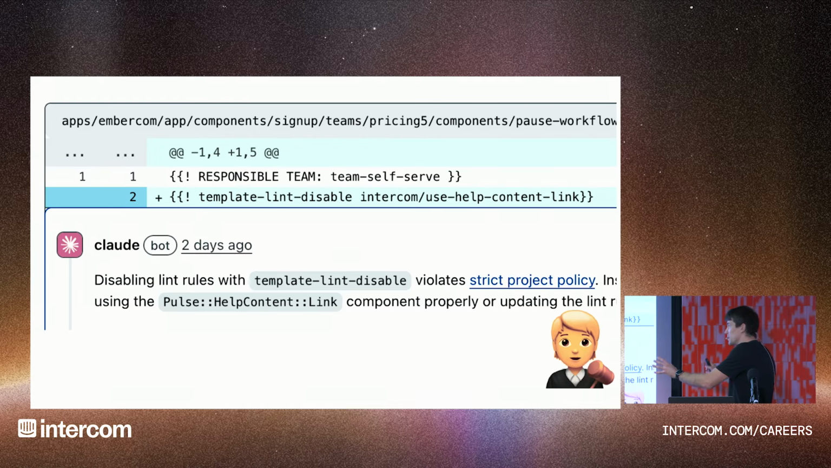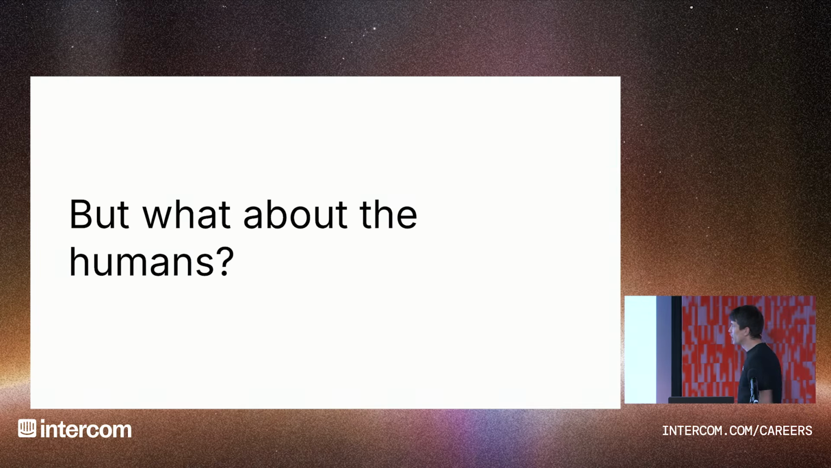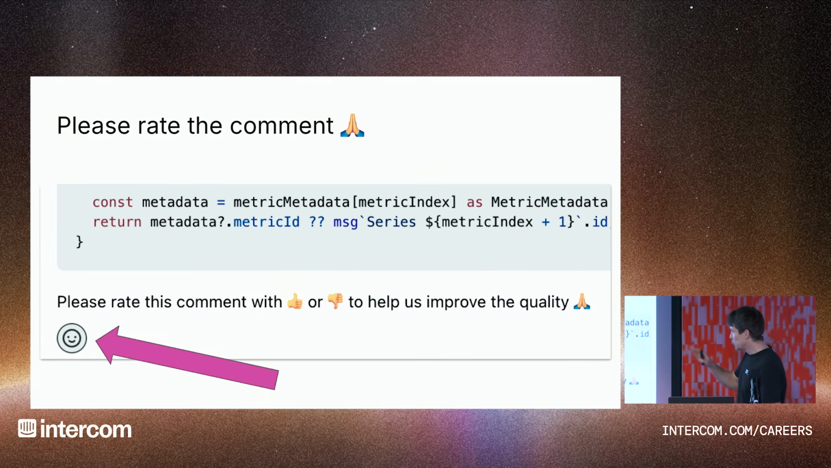So great, we had those comments that were grounded in the guidance, we had the judge, but you might ask, what about the humans, right? Where are the humans in this loop? In fact, as Pat mentioned, it's not an engineering problem, it's a socio-technical problem. It's both socio and technical. So where are the humans in here? For the humans, we added this little thing at the bottom: "Please rate this comment with thumbs up or thumbs down to help us improve the quality." And you can click here.